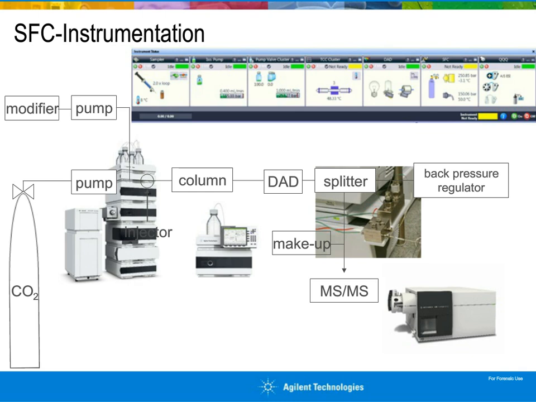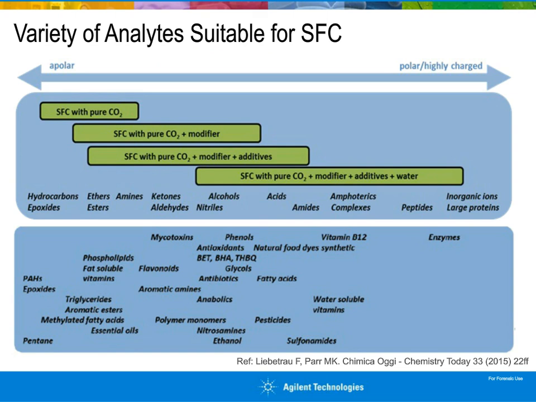for the triple quad, so you get a seamless integration of the SFC into the MassHunter mass spec operating software. So if we look at the different analytes that you can run on an SFC, you can see here hydrocarbons, esters, amines, ketones from left to right, and the different modifiers that might help to push the compounds off the column. This is actually already published in the reference that you can see here below.